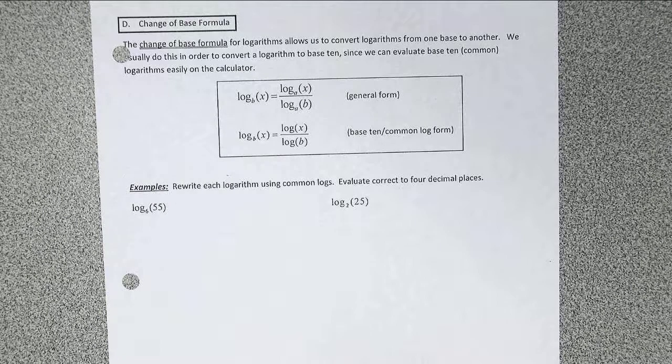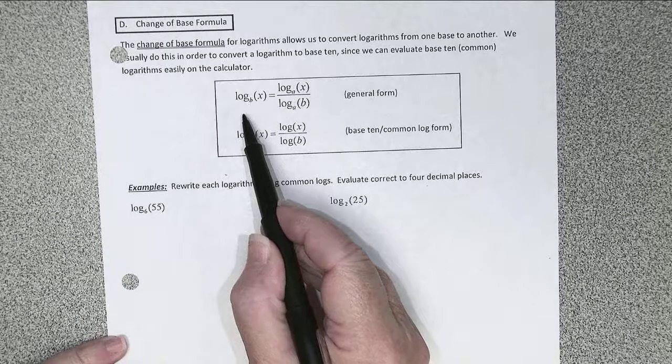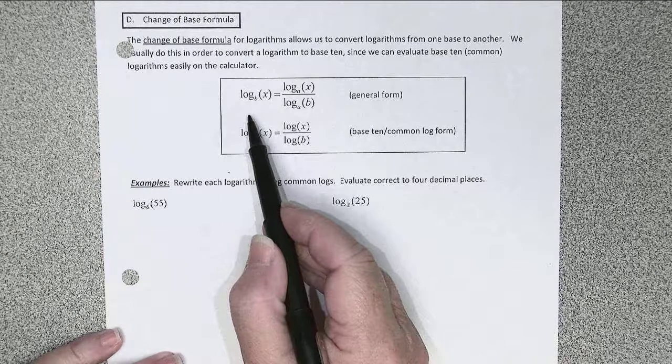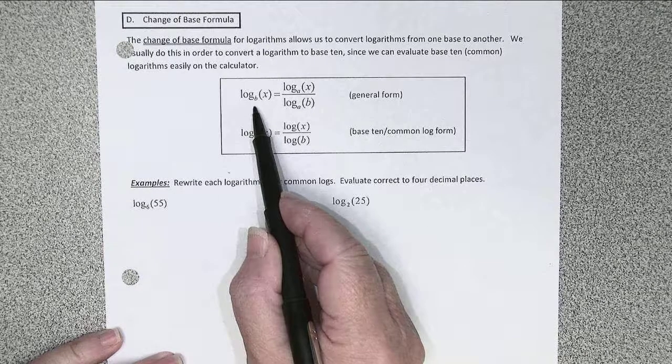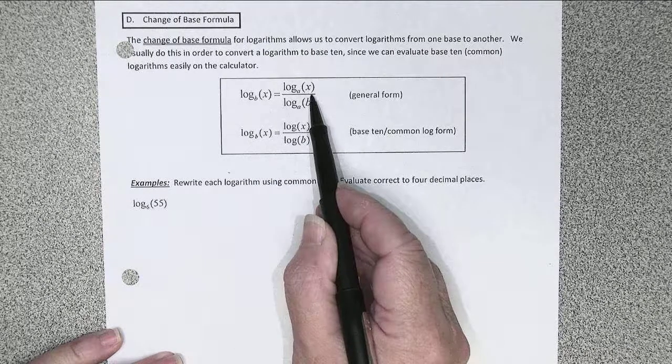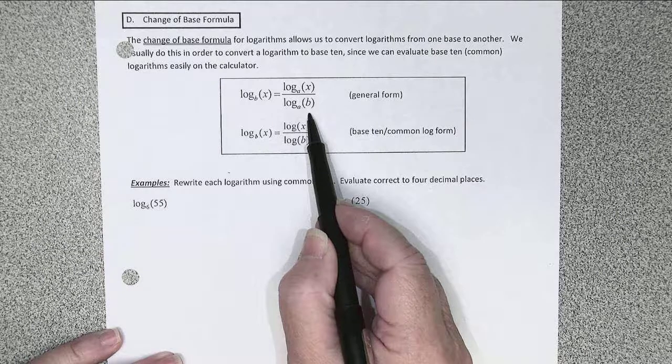It's still a useful trick to have in your mathematical tool chest, so we'll talk about the change of base formula, even though with the log base form on the calculator, you may not use it quite as much anymore. Here's the general form of the change of base formula. It says the log base b of x is equal to the log base a of x divided by the log base a of b.